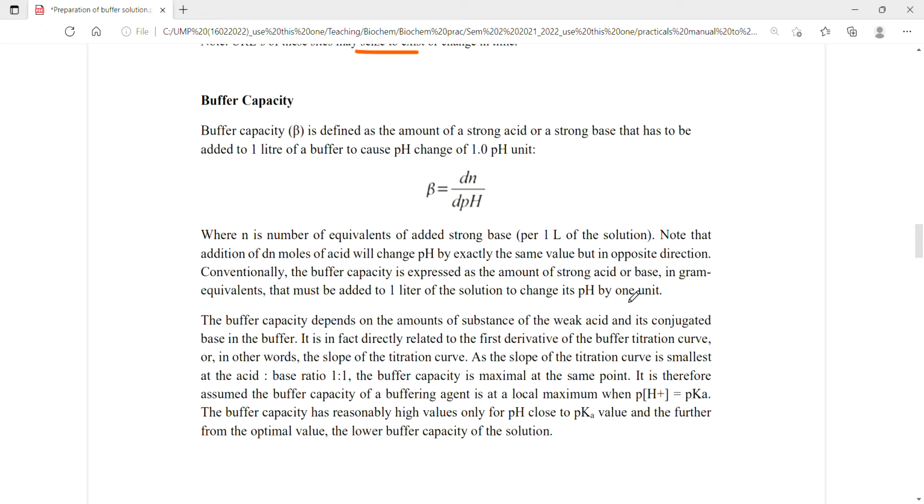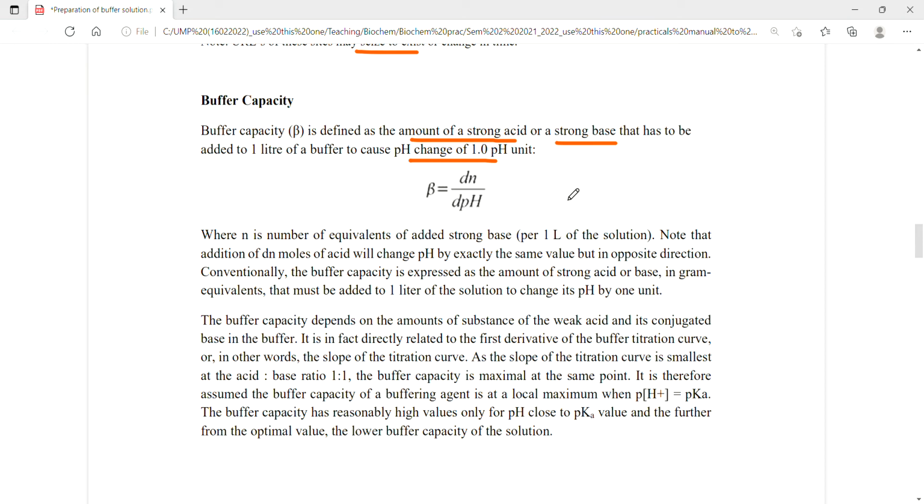We now move our attention to buffer capacity. There's the definition given there. You may read it, but I want to highlight that it is an amount of strong acid, normally 1 molar HCl or H2SO4, sulfuric acid, or strong base like 1 molar NaOH, to be put into the buffer until there is a change of 1 unit. That's the meaning of buffering capacity.